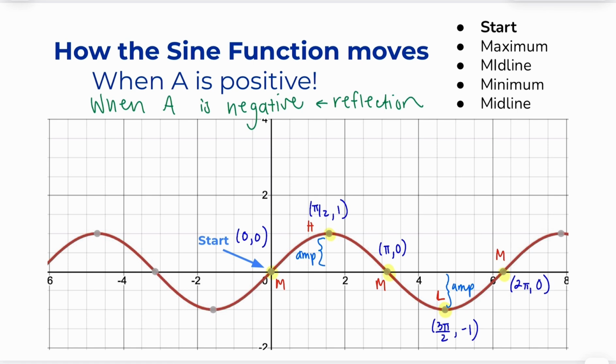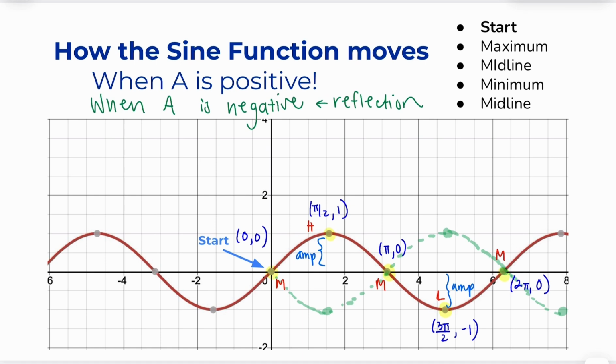So instead of going to our max first, we're actually going to go to our min first. So it would be middle, min, middle, max, middle, min, right? So it will look very similar, but it will be reflected. So we take that into account when we're graphing it by flipping our starting 5 points. Okay.